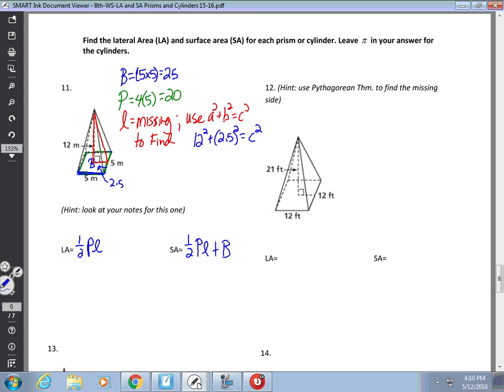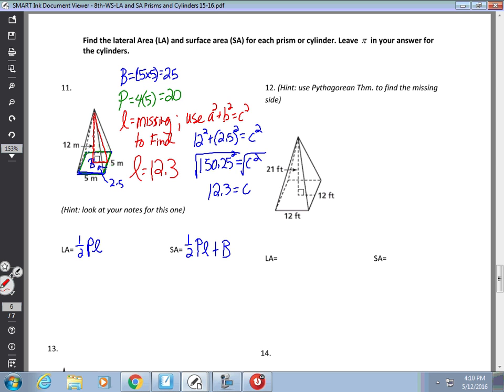And c squared is our slant height. So when I put that in the calculator, I get 150.25 equals c squared, but then I have to take the square root. So this is approximately 12.3. So now I know my L, because our C, our hypotenuse in the triangle, is going to be our L. So L is going to be our 12.3.